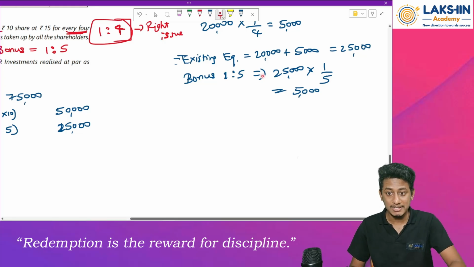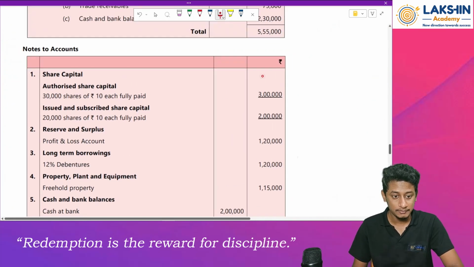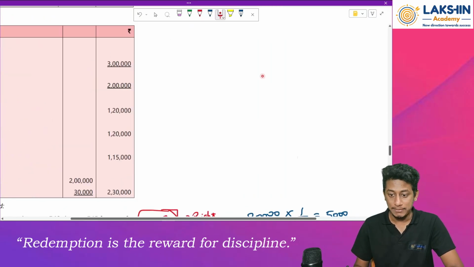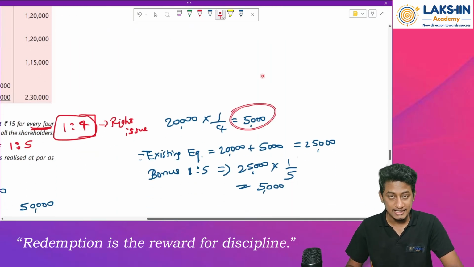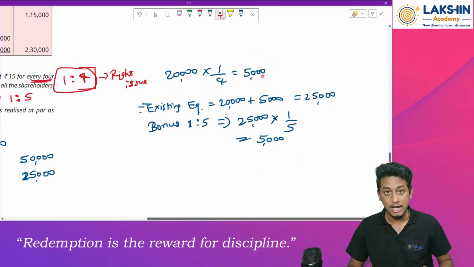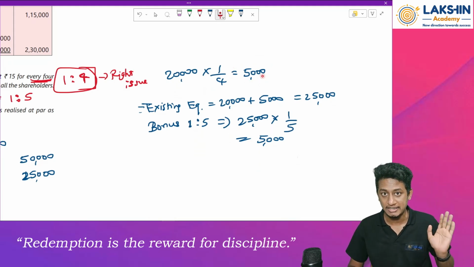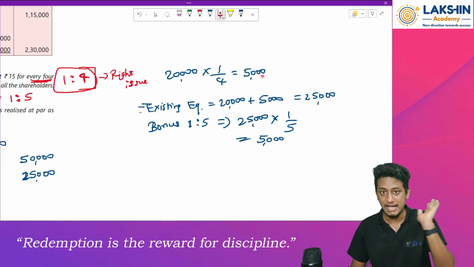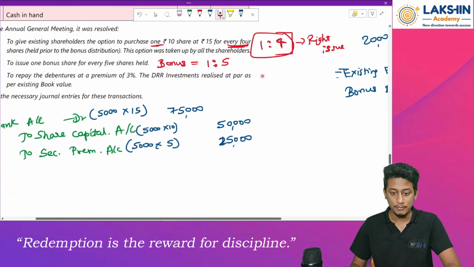So do we have the space over here? Authorized capital is 30,000. So 20,000 was the issued share plus 5,000 is the right share plus 5,000 is the bonus share. So that means we are up to the mark, right? Within the limits we have issued all the equity shares. So no need to alter the authorized capital. Let it be as it is. Done. So now coming to the bonus entry.